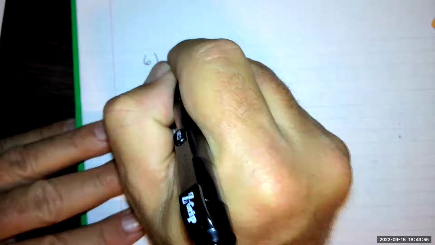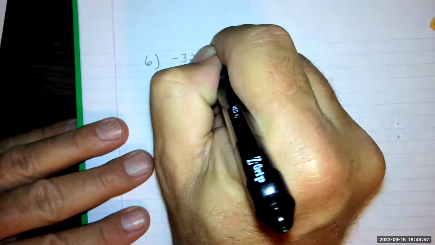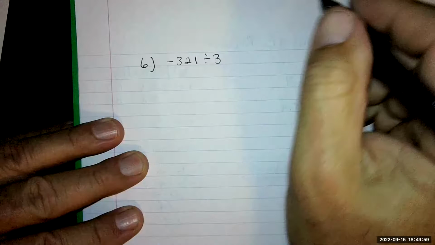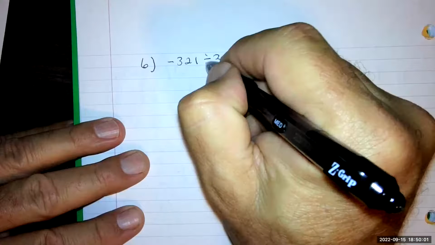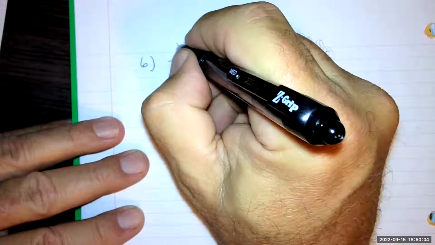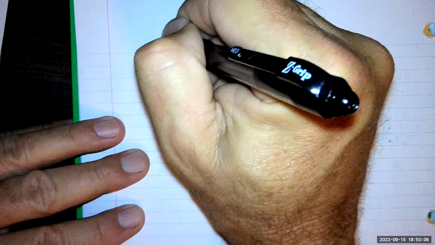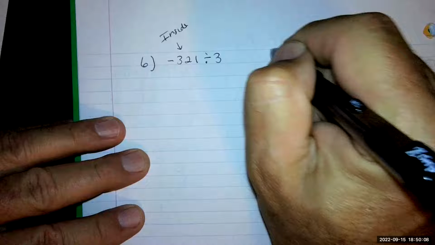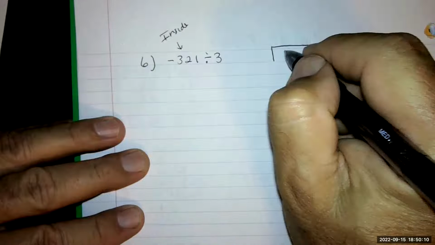All right, number 6 is 321 divided by 3. This is a division one. You got to remember this: the first one goes outside and the second goes inside the box. What do I mean by inside the box? Like that. So this would be 321.